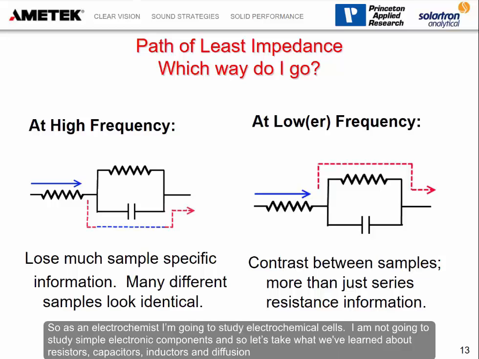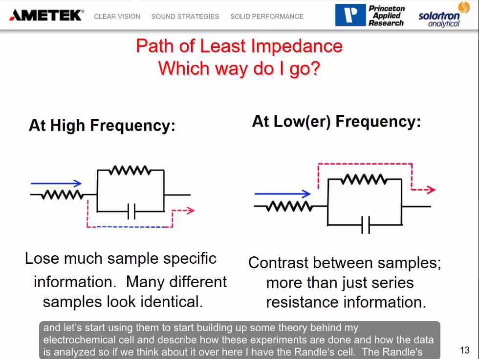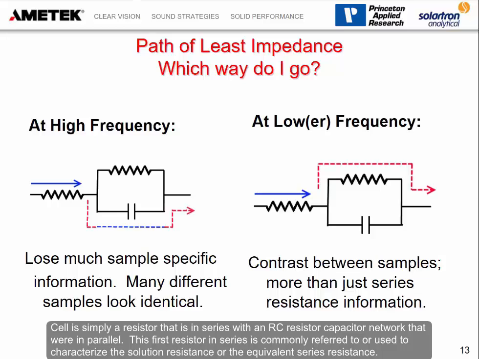So as an electrochemist, I'm going to study electrochemical cells. I'm not going to study simple electronic components. And so let's take what we have learned about resistors and capacitors and inductors and diffusion, and let's start using them to start building up some theory behind my electrochemical cell and describe how these experiments are done and how the data is analyzed. So if we think about it over here, I have the Randles cell, and the Randles cell is simply a resistor that's in series with an RC, or resistor capacitor network that are in parallel.